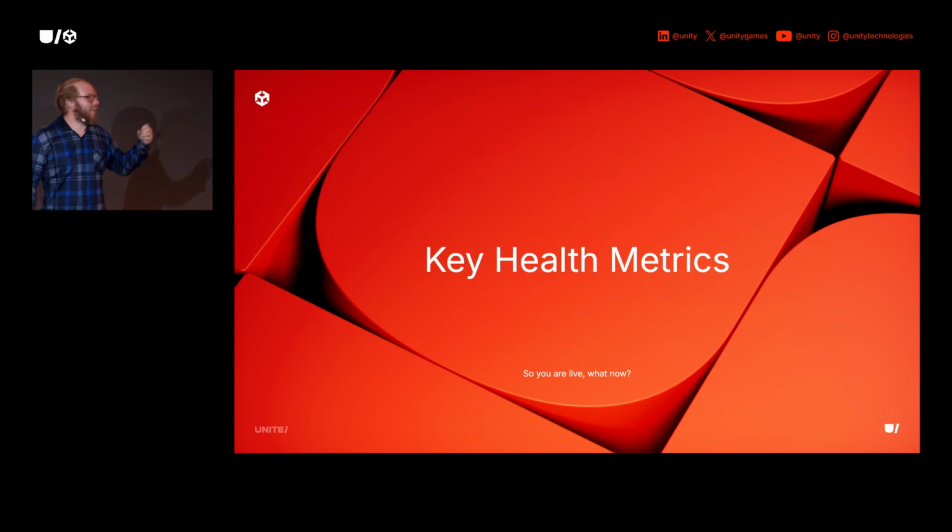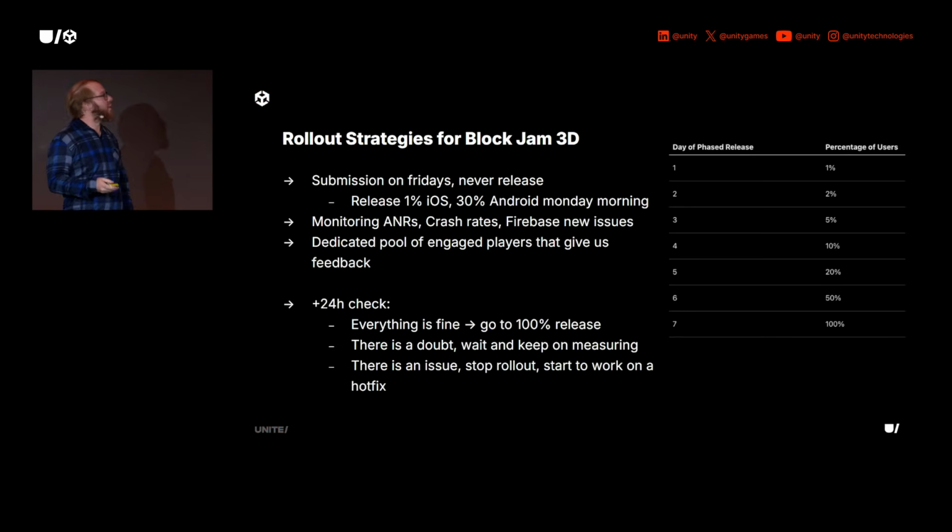So I'm going to present here a bit of the things that we check normally, the key health metrics. A little bit of what we do, at least in BlockJam, is our rollout strategy. We normally release 1% on iOS and 30% on Android, and basically we monitor the state of this release, right?